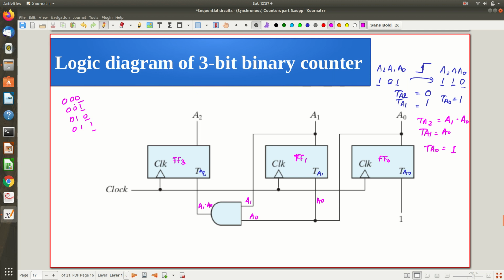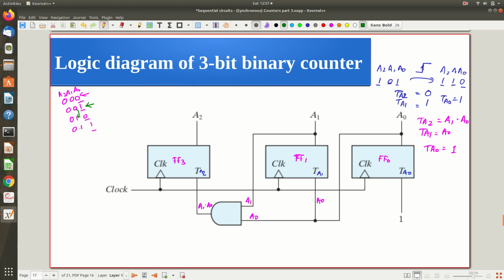Now what about the bit A1? For A1, the toggling input TA1 corresponds to A0, so A0 is connected as TA1. Initially this bit is 0, and whenever I have a 0, it will retain the last information. This is your A0, this is your A1, and this is your A2. Looking at A1, we need toggling when A0 is 1, because the input TA1 is A0. So whenever A0 is equal to 1, this bit will toggle.